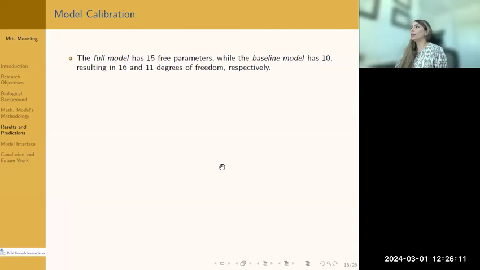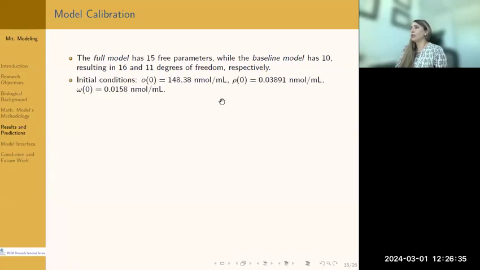This slide provides an overview of the model calibration process, including details about parameter estimation and optimization. Here's a breakdown of the key points. The full model comprises 15 free parameters, while the baseline model has 10, resulting in 6 and 11 degrees of freedom, respectively. Initial conditions for the model variables are specified as follows: oxygen, rho, and omega, as you can see. The full set of estimated parameters is denoted as a vector called P, including various kinetic and thermodynamic parameters governing mitochondrial function.